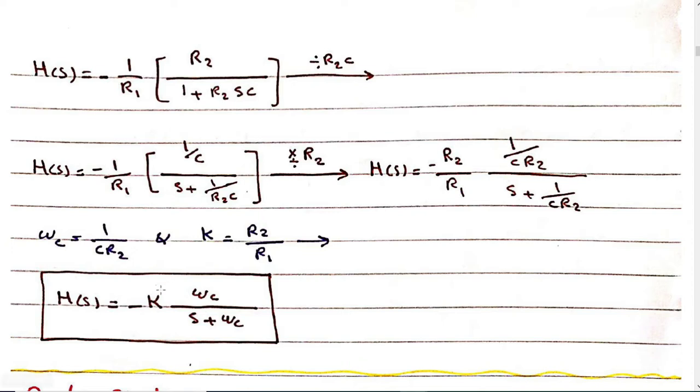So R2 over R1, we call it K, which is the gain. And 1 over CR2, we call it omega C. What is omega C? The cutoff frequency. Why is the cutoff frequency of this circuit 1 over CR2? Why did I write omega C instead of writing 1 over CR2? I call this term the cutoff frequency. Why?